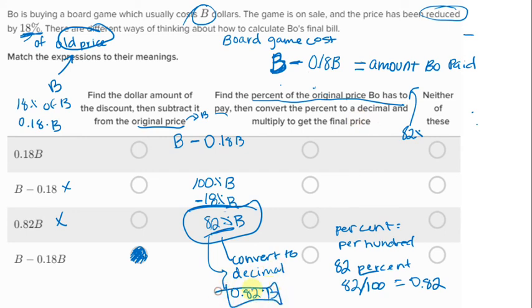This is my final price. Let's see which one is equivalent. Nay, nay, yay. This is exactly equivalent, 0.82B, and nay. And the other two are neither. And that's it.